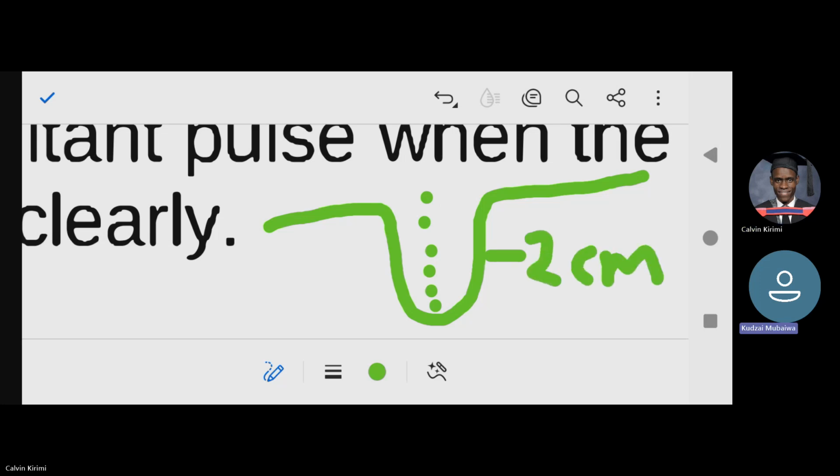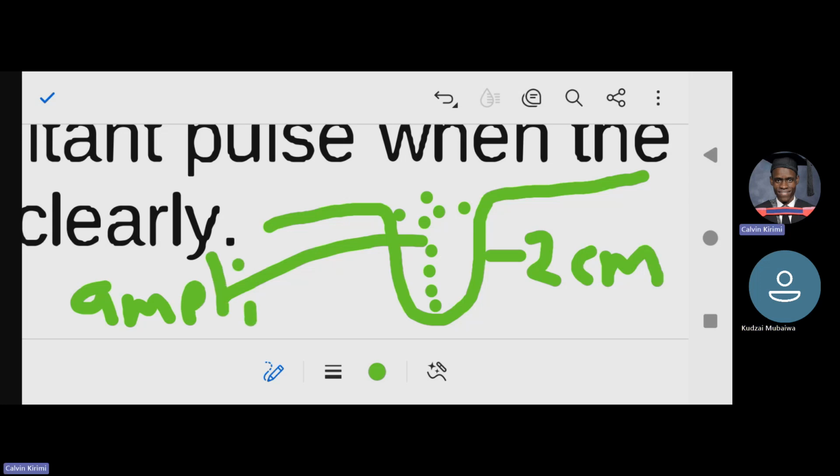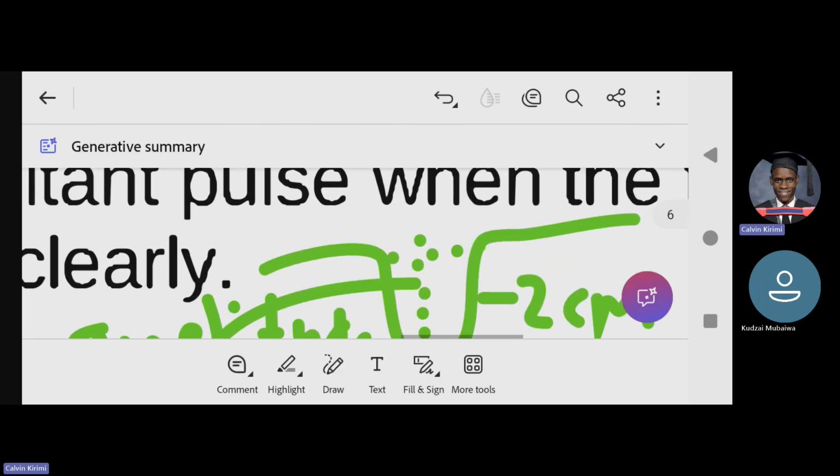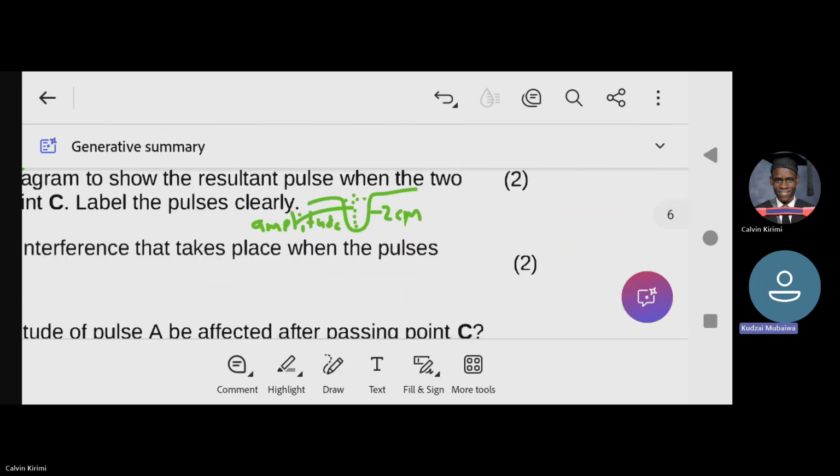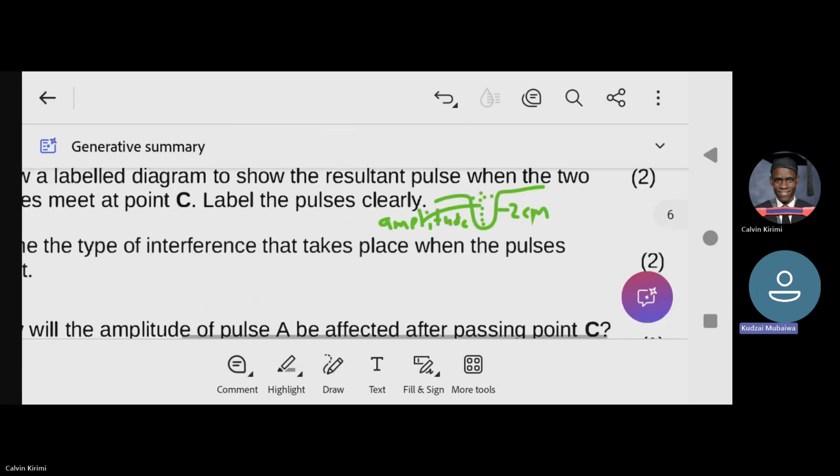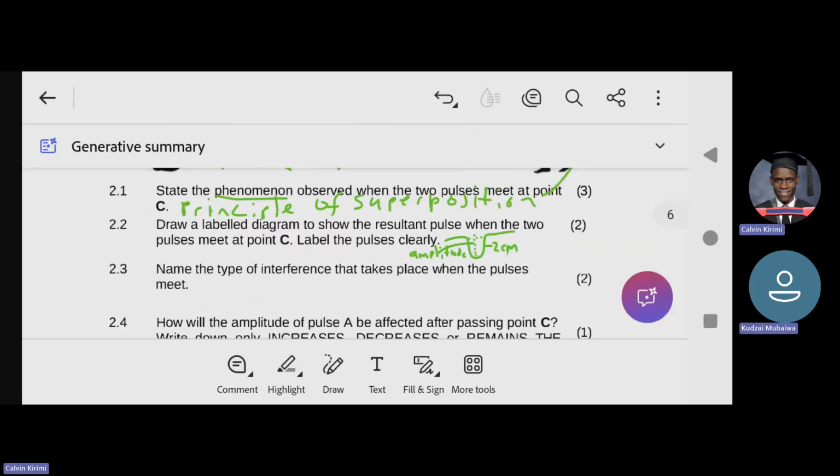2 marks. Then you indicate that this is the amplitude. You must indicate that this is the amplitude. Then you put the unit, -2 centimeters.